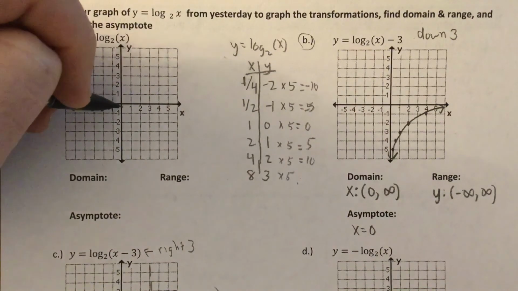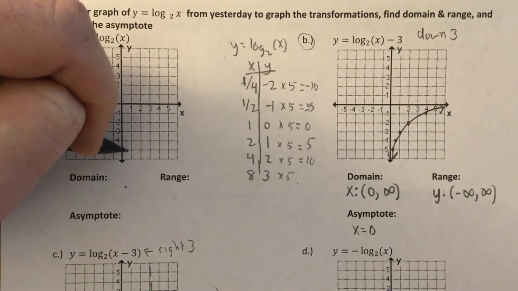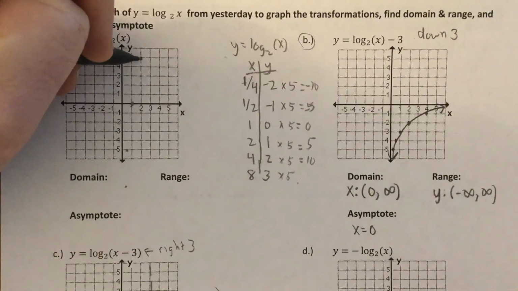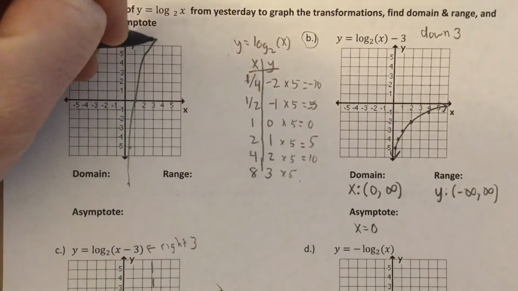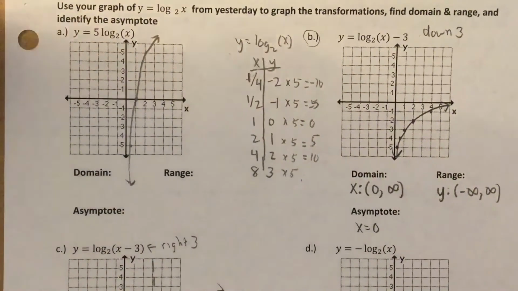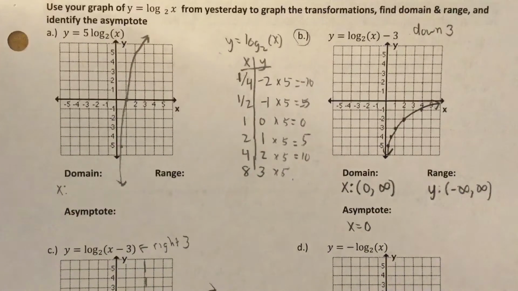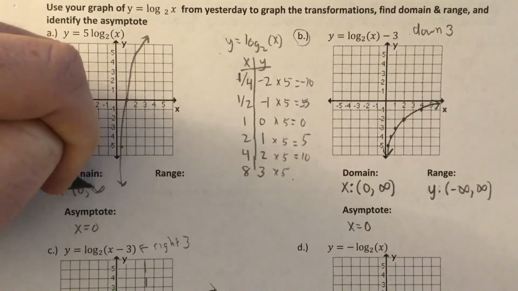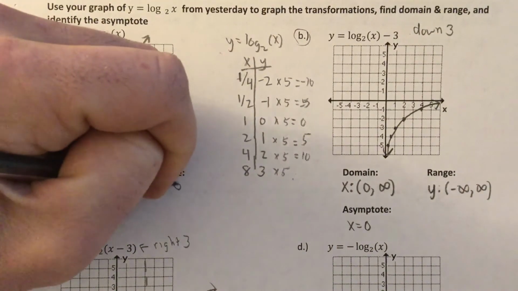So I'd be at 1/4, negative 10, all the way down there, 1/2, negative 5, 1, 0, and then 2, 5. And so it is much more stretched out. It doesn't even kind of look like the original parent function because it's so stretched out. But that's what you'd have. Your domain wouldn't change from the parent, so you'd still have your asymptote at x equals 0, so 0 is less than x, which is less than infinity, and again our range is all real numbers still.